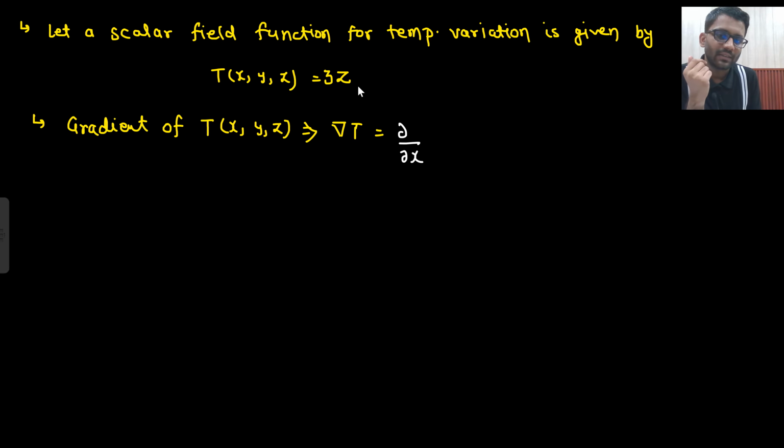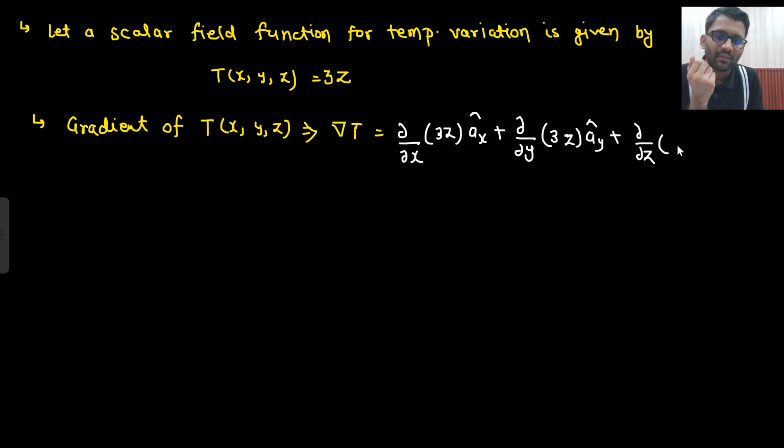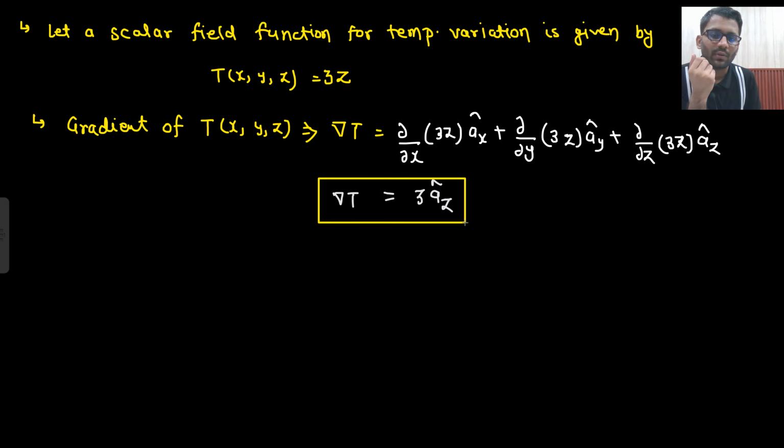Del by del x of function f, that is 0 times ax cap, plus del by del y of function f, that is 0 times ay cap, plus del by del z of function f, that is 3 az cap. So this will give you 0, this will give you 0, and this will give you 3 az cap. So your gradient is coming out to be 3 az cap.